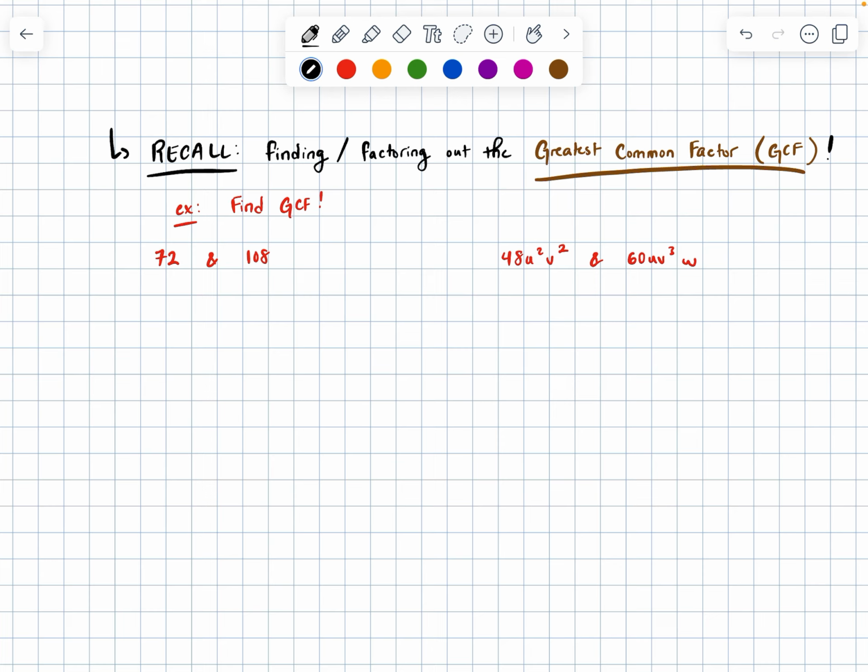Give yourself a minute, play around. Can you tell me the GCF of each of these terms? Go!